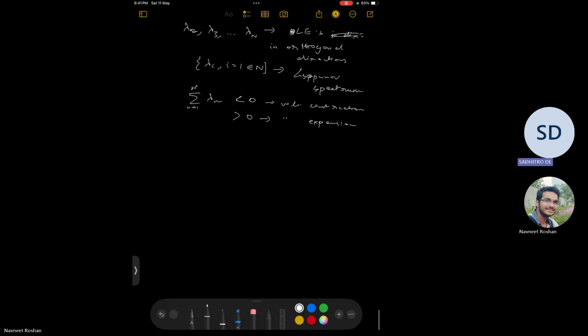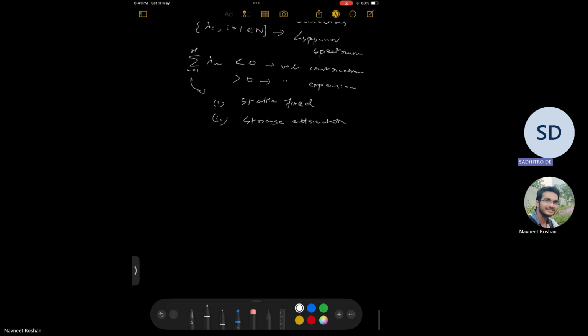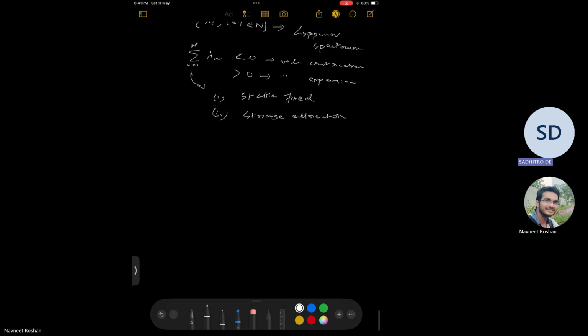So the volume contraction, the sum being negative, has two implications. One is that the system only has stable fixed points or attractors. That is for sure. The attractors can be stable fixed points or the regular attractors which we see. The other consequence is that there can be strange attractors, like we saw for the Lorenz equation, and a strange attractor implies chaos. So what is the difference between the attractor being regular and strange?